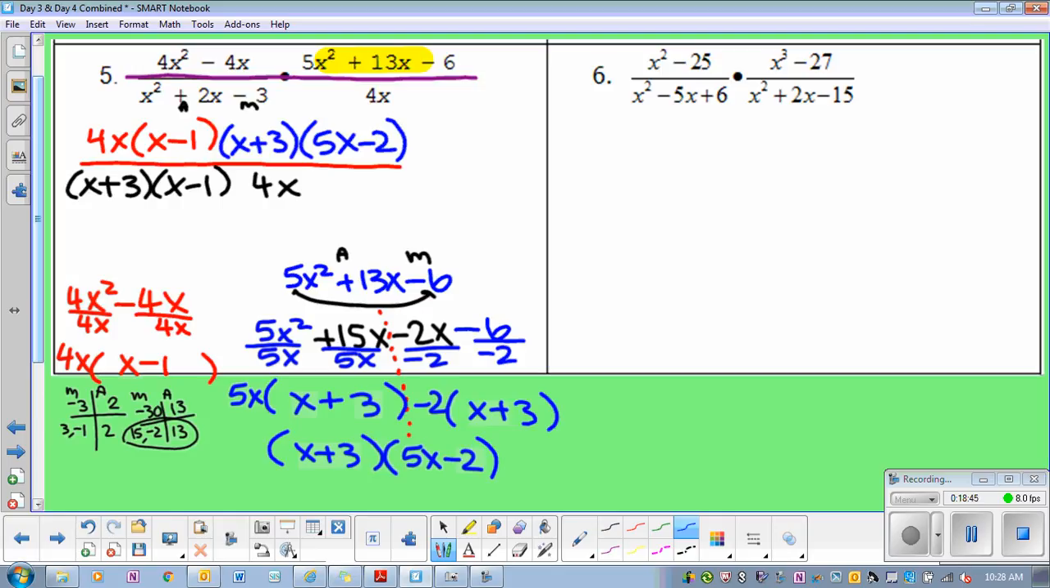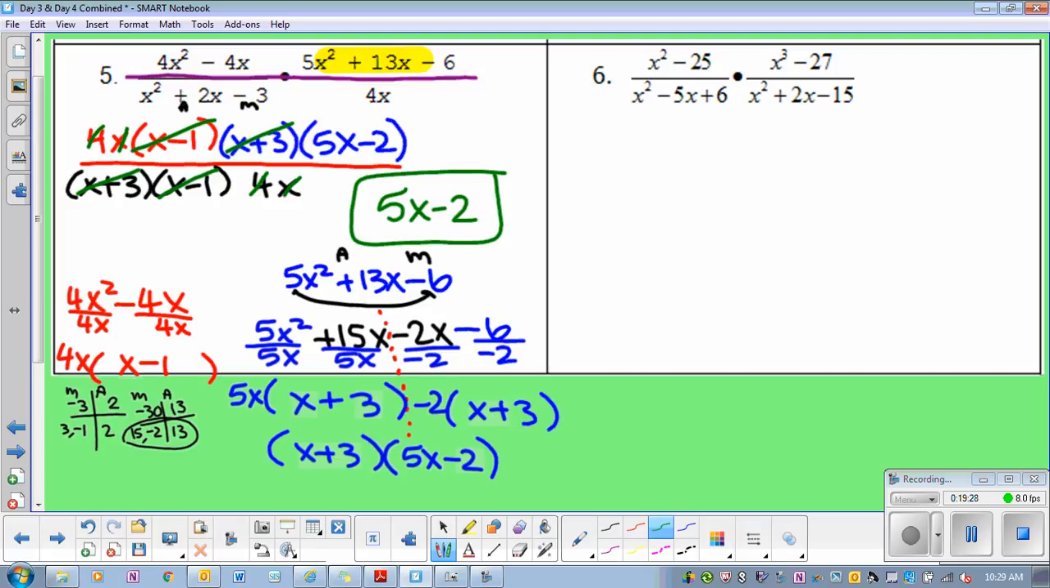Now, it's the fun part. What can I cross out? X minus 1, x plus 3, 4x. Yep, the 4 and the x. So what's left over? On the top or the bottom? Good. So if it's on the top, you can just say your answer is 5x minus 2. Or your simplified expression is 5x minus 2. Pretty good, right? Any questions so far?